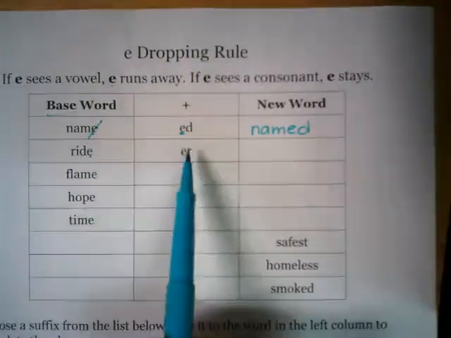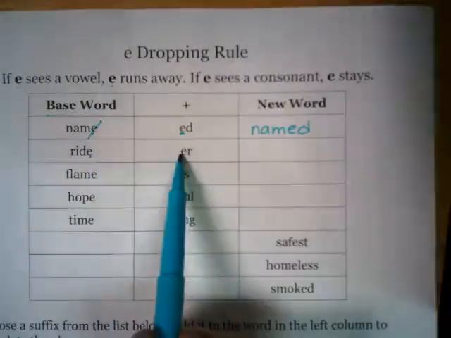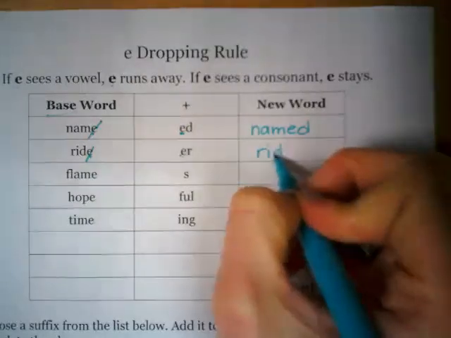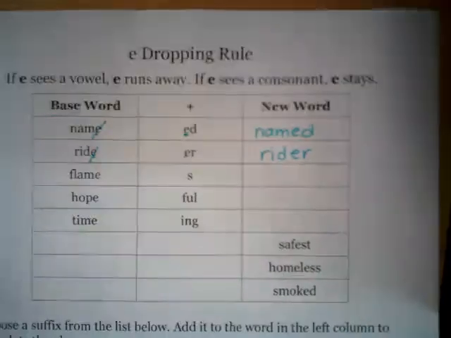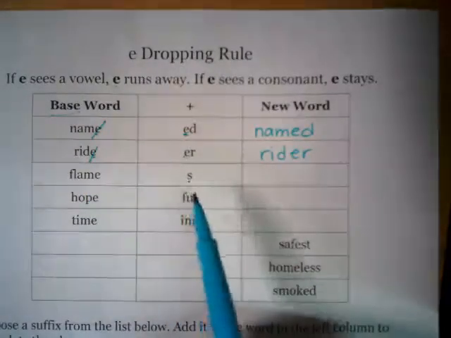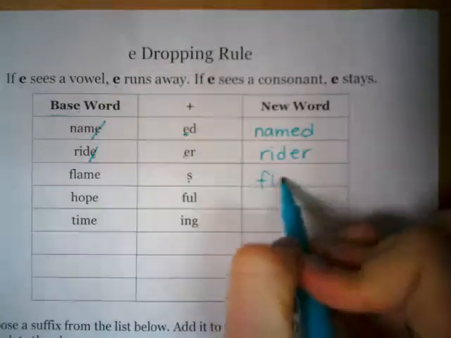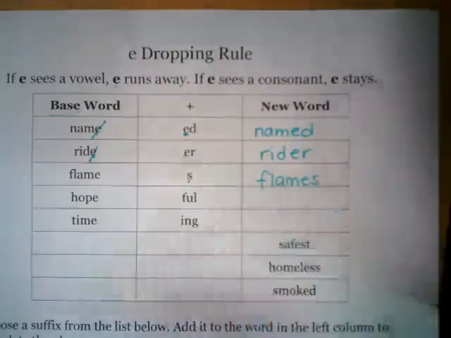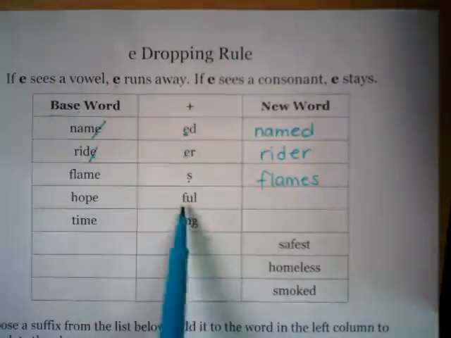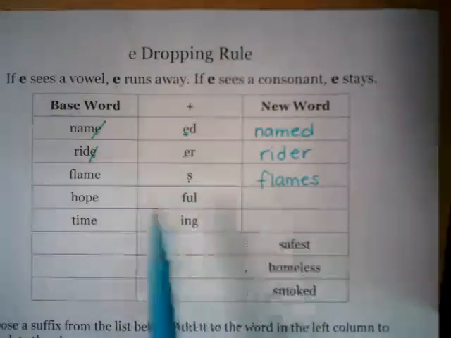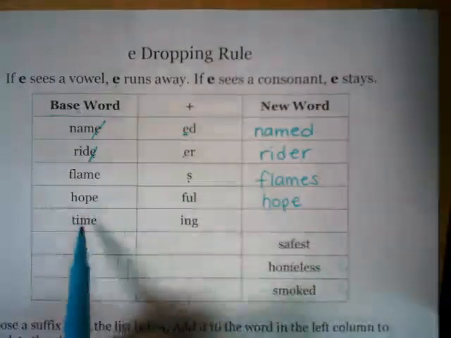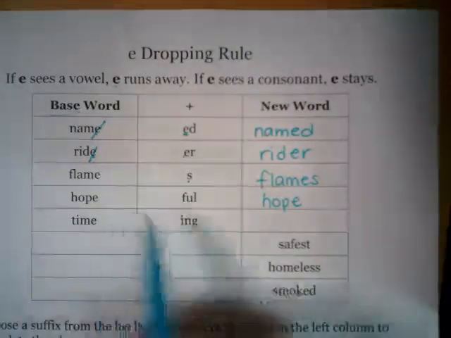We're going to look at our first suffix. Oh, it's a vowel suffix, so E sees a vowel. So E is going to run away, and we're just going to add our suffix. So with this, we're going to look. Oh, it's not even a vowel suffix, so we don't have to worry. So we can just add it to make it plural. Flames. This is hope. It's not a vowel suffix, so it doesn't do anything. We don't have to worry. We can just add.